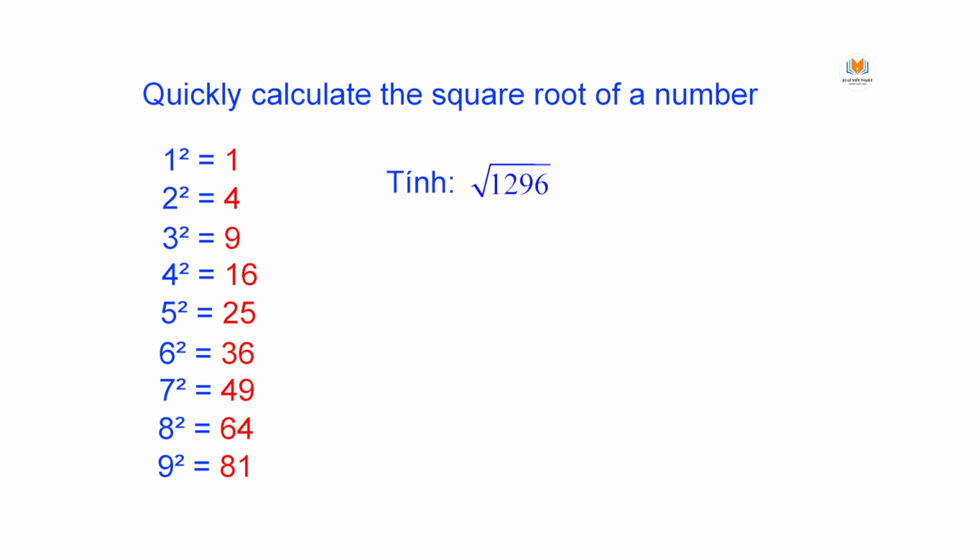Next example, the square root of 1296. We divide the number 1296 into two groups. The first group is 96, the second group is 12. Considering 12, we see that 12 is between 9 and 16, and we choose the smaller number. So we take 3 because 3 squared equals 9.